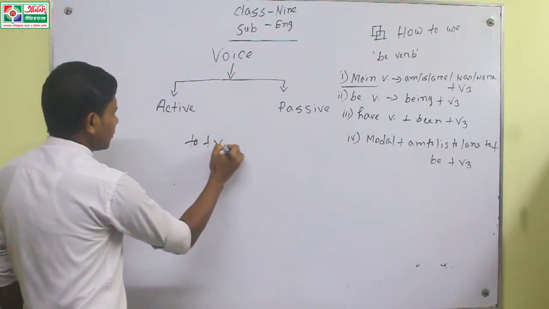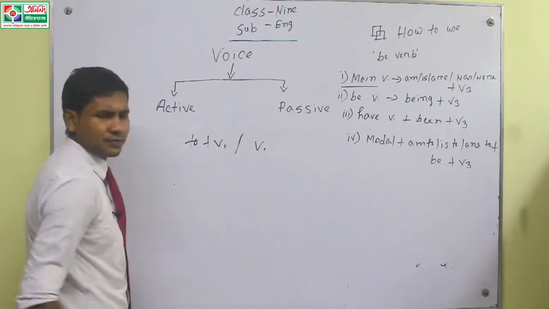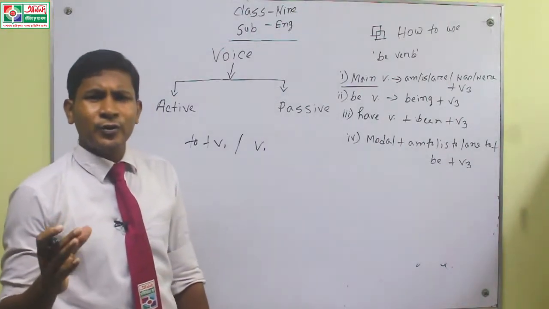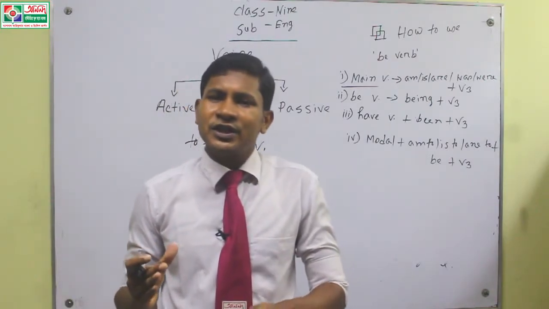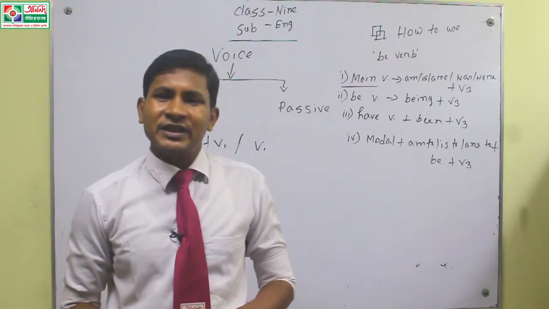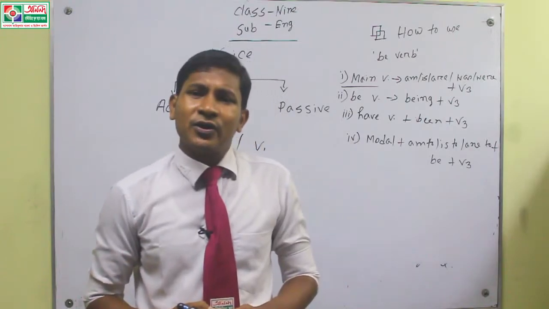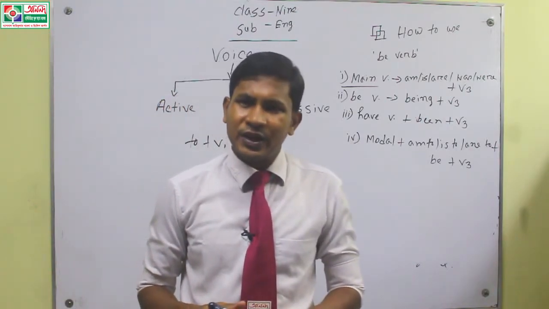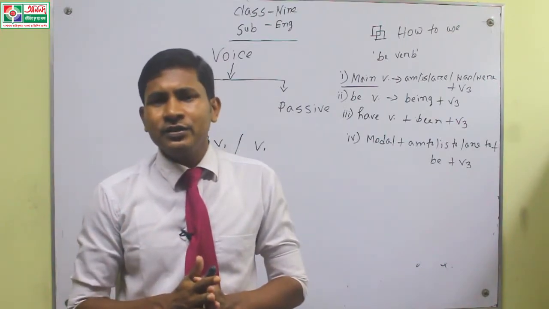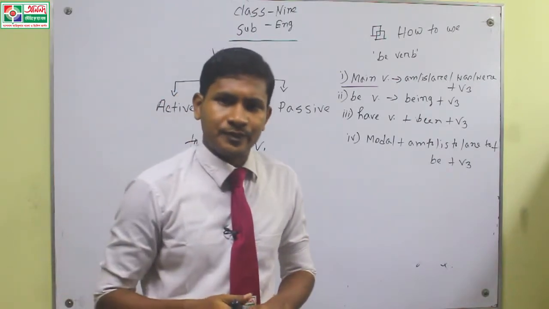Infinitive is to plus verb 1, but bare infinitive means just verb 1. Do you understand? There are a few verbs in our grammar called bare infinitive: let, make, see, behold. After these verbs, we always use the base form of any verb.